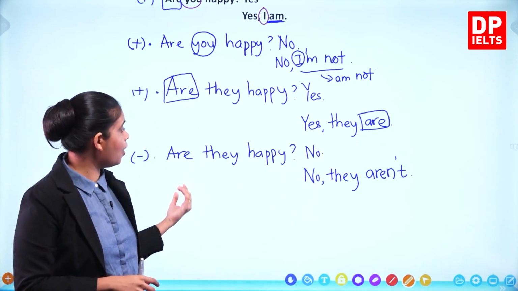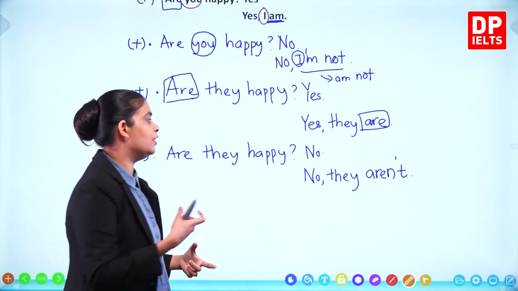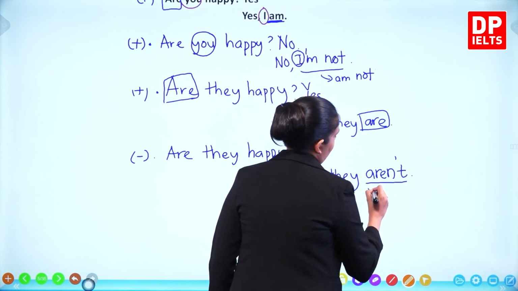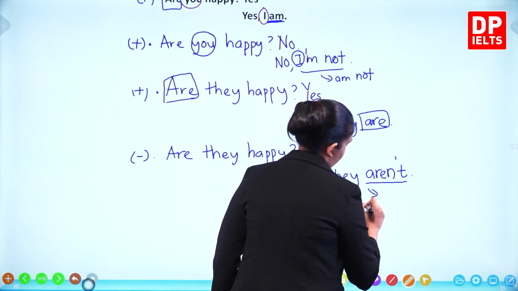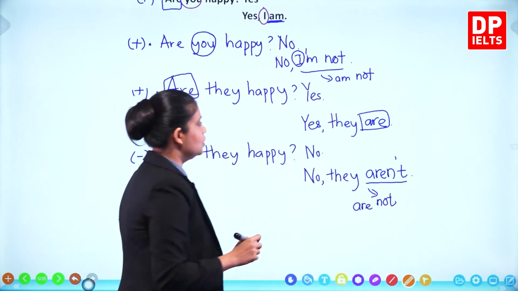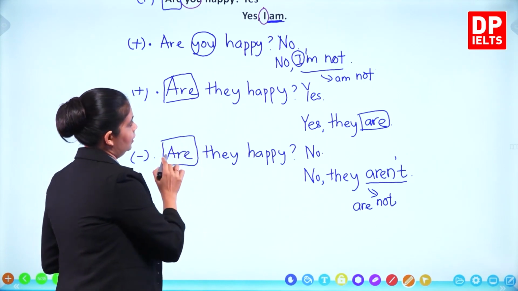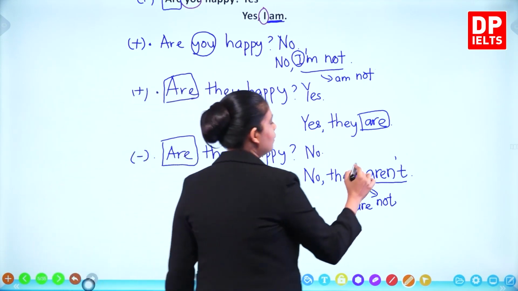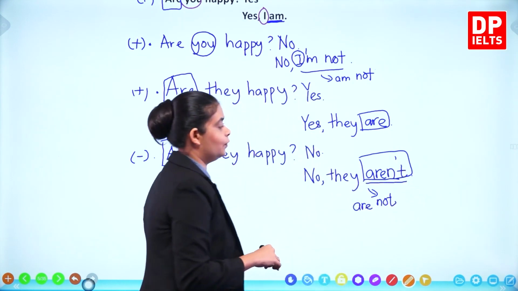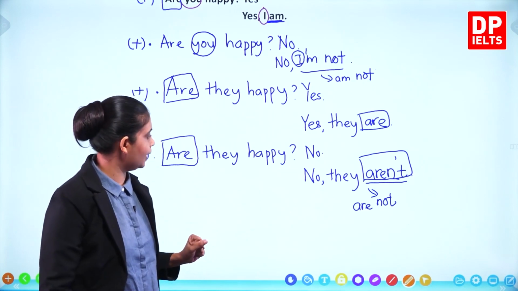Are they happy? Negative. No, they aren't. So, aren't means are not. Okay? So, if you can see here, are changes into aren't because it is the negative form. Aren't means are not. Right?